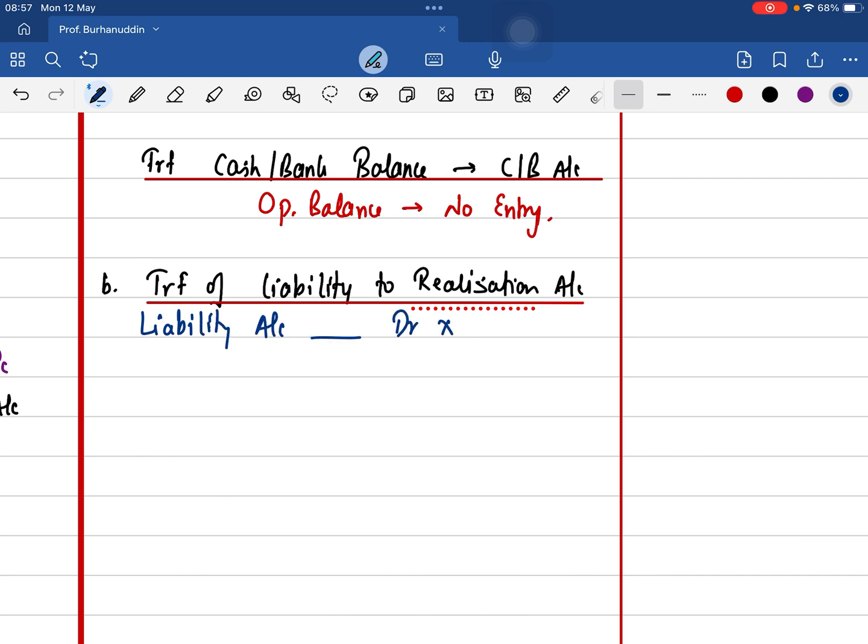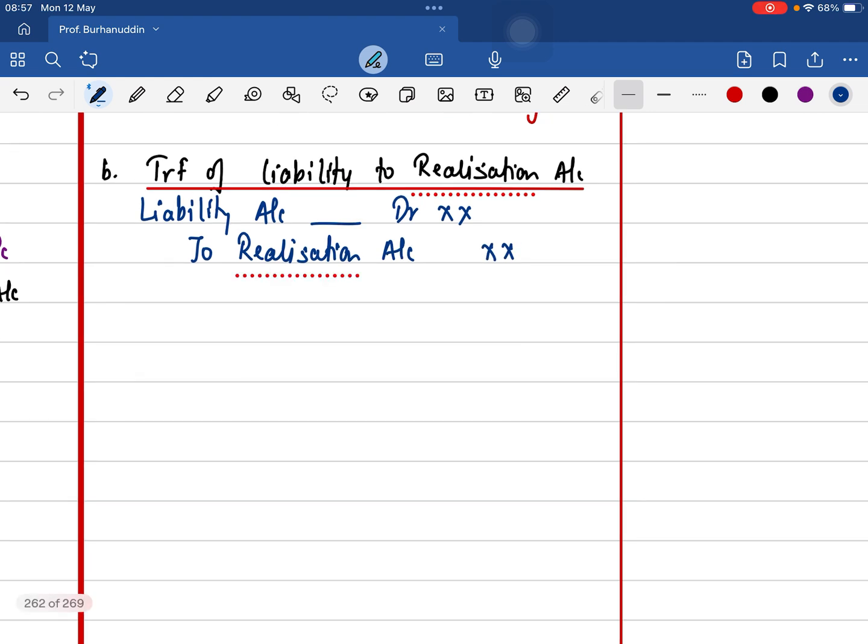liability to realization account. Acha, if there is a loss on the asset side, there has to be profits on the liability side. Yes, sir. Because liability is also having a credit balance, so does the profits. So the next one that we have is transfer of profits.